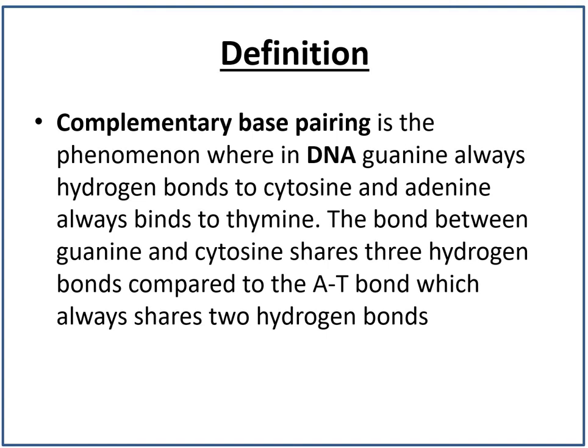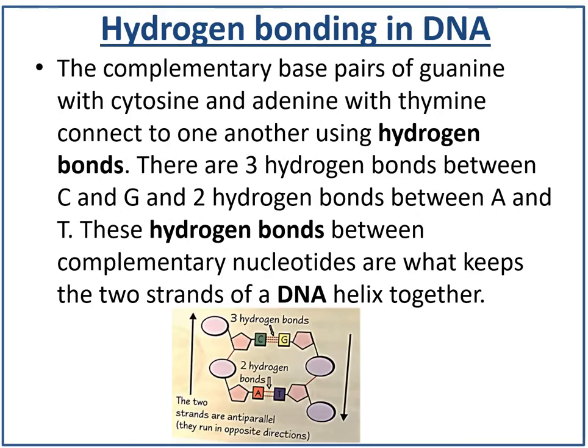There's just a few definitions. So complementary base pairing is the phenomenon where guanine always hydrogen bonds to cytosine and adenine always binds to thymine. And the bond between guanine and cytosine shares 3 hydrogen bonds compared to adenine and thymine, which always share 2 hydrogen bonds. So there are 3 hydrogen bonds between C and G and 2 hydrogen bonds between A and T. And these hydrogen bonds between the complementary nucleotides are what keeps the 2 strands of the DNA helix together.